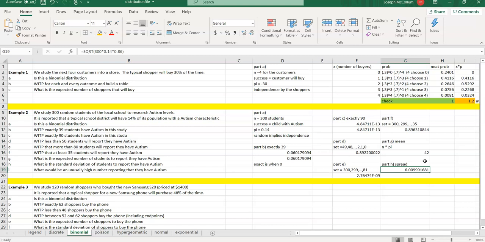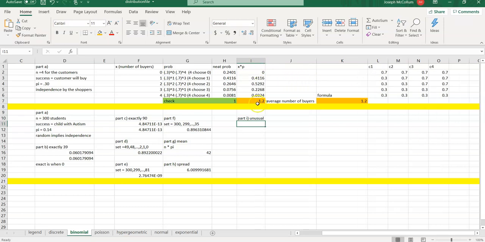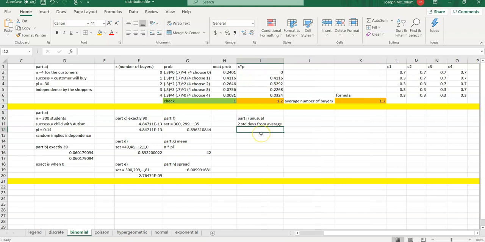You tell me center, you tell me spread, I can tell you I, which is what's unusual. Well, unusual is usually, so part I, what's unusual? Unusual, I can't spell today. I can't spell any time. Unusual is usually 2 standard deviations from average. That's typical. Every professor is different. This is just the way I start.